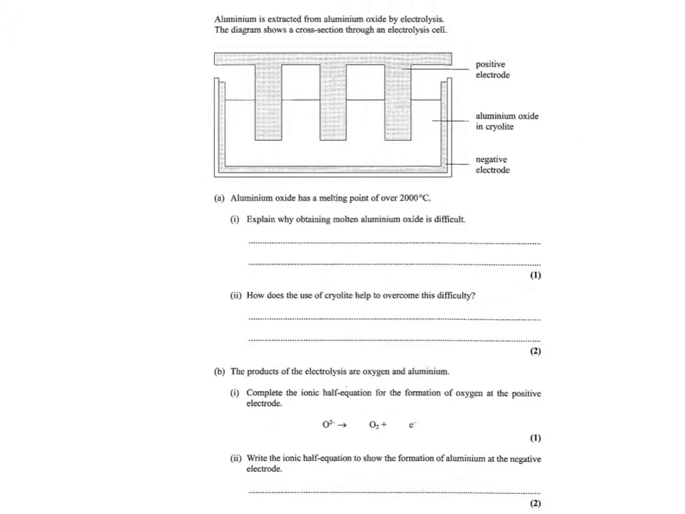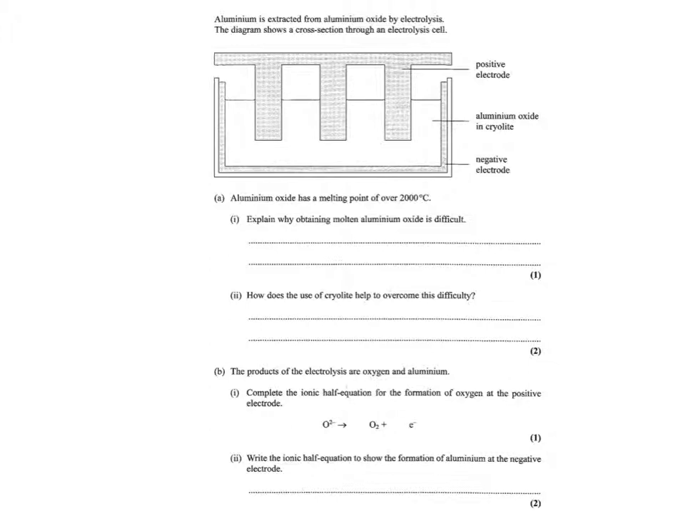It was here. Right, so extraction of aluminium from its ore, which is bauxite, which contains aluminium oxide. And the reason we can't extract it using carbon displacement is because aluminium is more reactive than carbon, so can't be displaced by carbon, unlike iron.